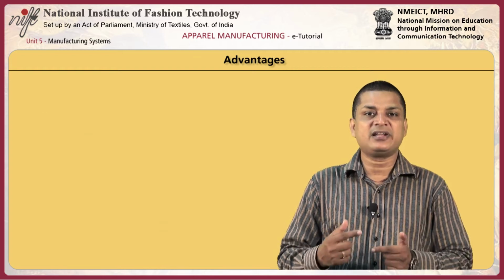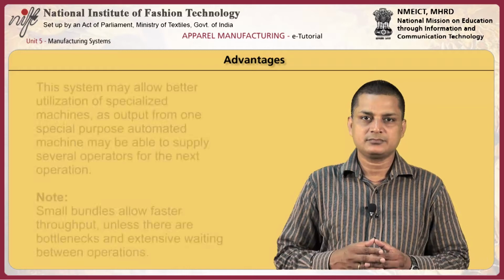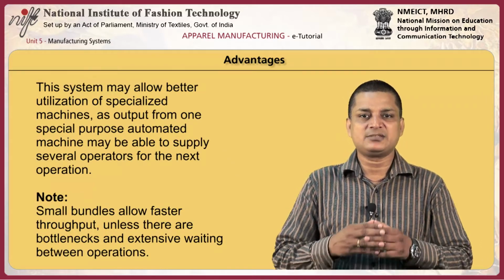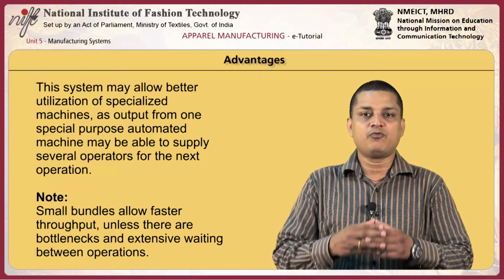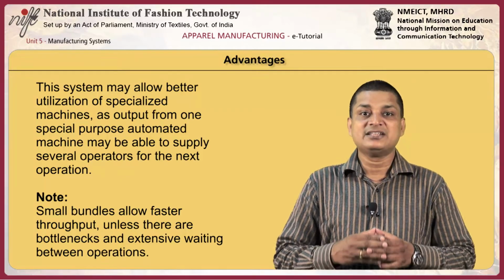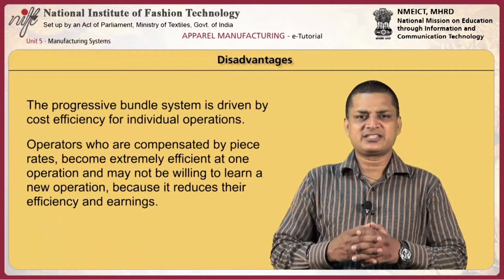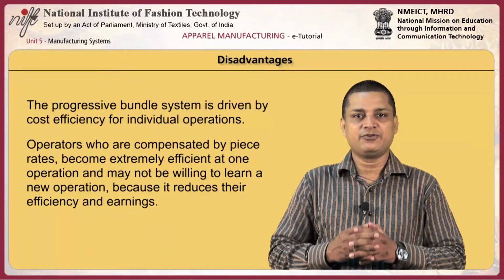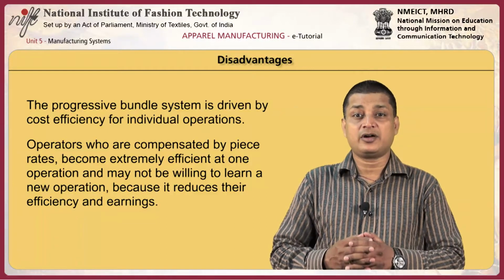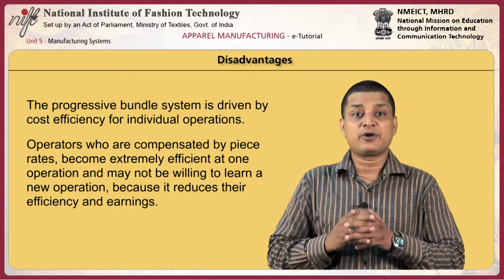The success of a bundle system may depend on how the system is set up and used in a plant. This system may allow better utilization of specialized machines, as output from one specialized automated machine may be able to supply several operators for the next operation. The progressive bundle system is driven by cost efficiency for individual operations. Operators perform the same operation on a continuing basis, which allows them to increase their speed and productivity.